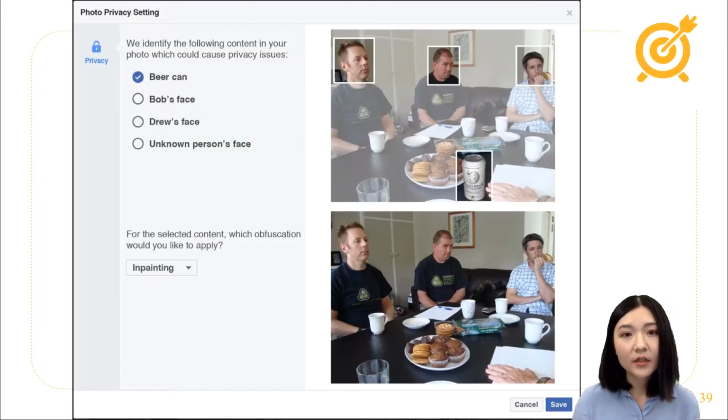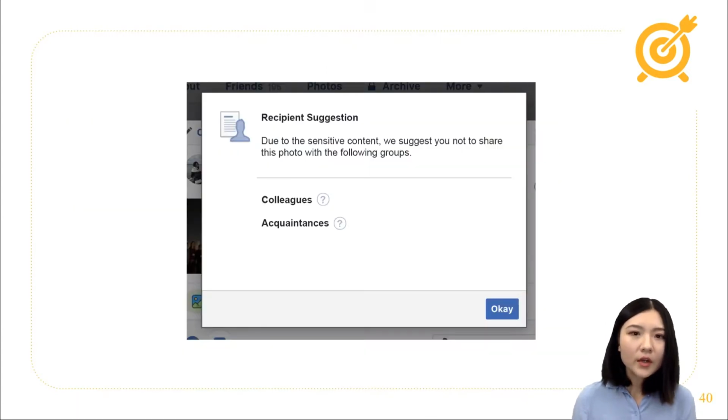Here's the usage scenario of our findings. We could build a photo sharing feature like this on social network sites. After uploading a photo, the system will automatically detect the sensitive content. In this photo, there are a beer can and 3 people's faces. So here I choose to obfuscate the beer can, and then the system asks which obfuscation I'd like to apply. And I choose inpainting. You can see that the beer can is removed from the photo. We could also have a recipient suggestion feature. For instance, it suggests that I not share this photo with colleagues and acquaintances, so I can properly select the recipients.